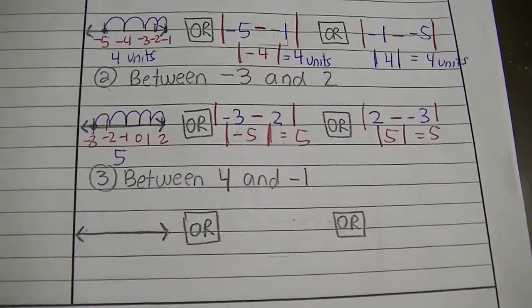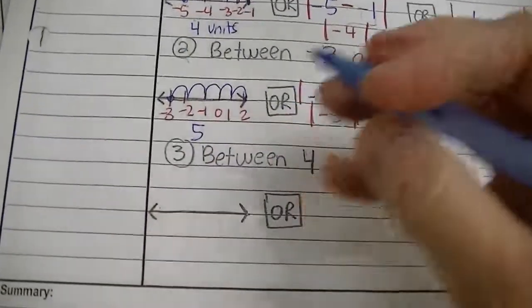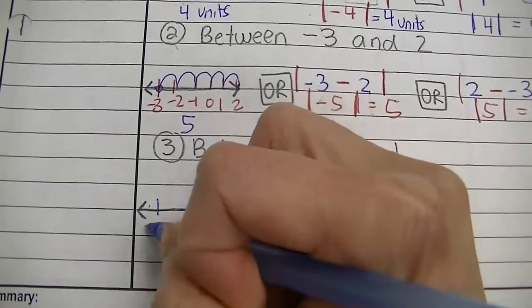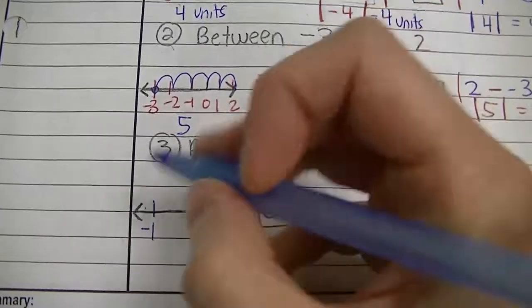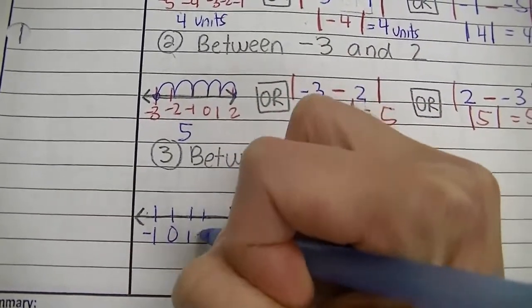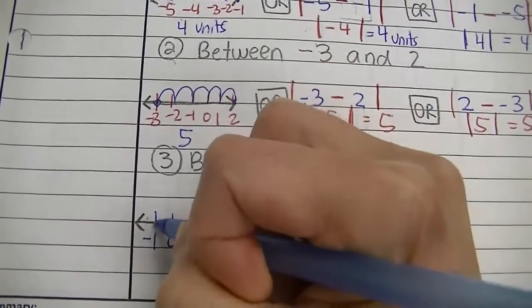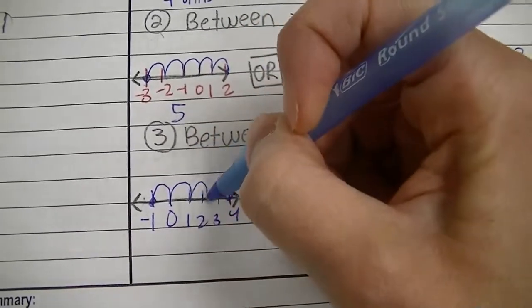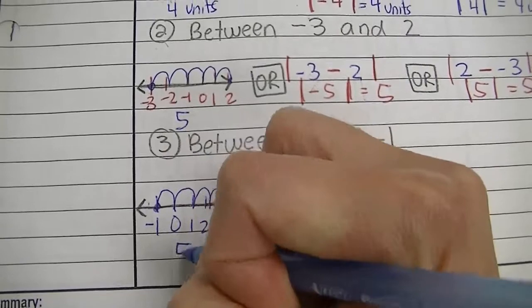Number 3, find the distance between 4 and -1. So write your number line down correctly. -1 is further to the left, 4 is further to the right. Okay, the distance between them is going to be 1, 2, 3, 4, 5 units.